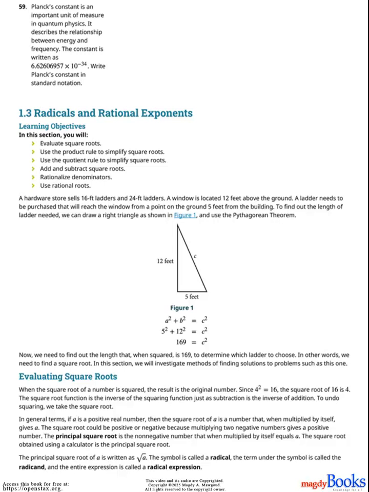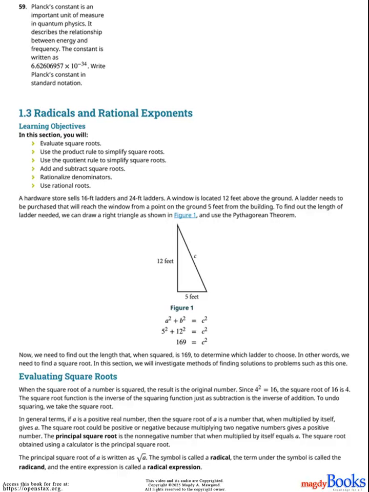A hardware store sells 16 ft ladders and 24 ft ladders. A window is located 12 feet above the ground. A ladder needs to be purchased that will reach the window from a point on the ground 5 feet from the building. To find out the length of ladder needed, we can draw a right triangle as shown in Figure 1, and use the Pythagorean theorem. Figure 1: 12 feet, 5 feet, c.